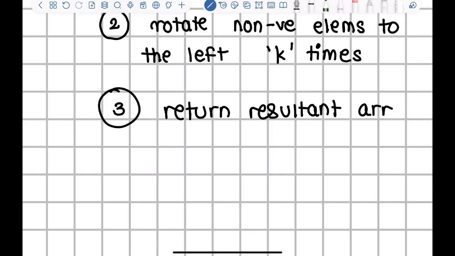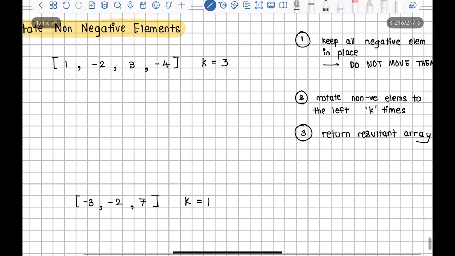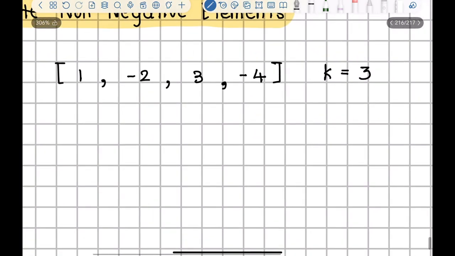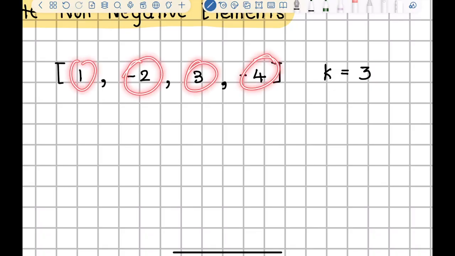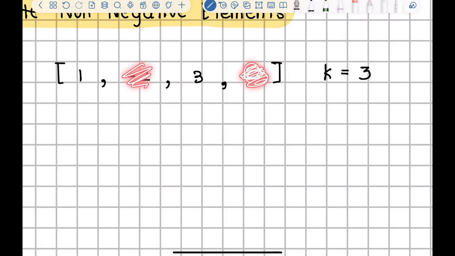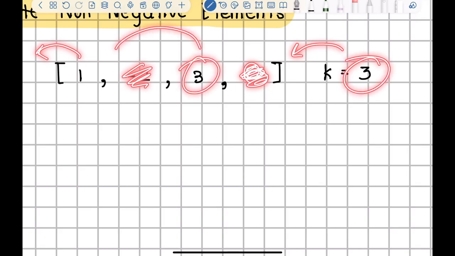Let us see this with an example. First example that they've given me here is 1, -2, 3, -4. Here -2 and -4 should be as is, and 1 should be moved left 3 times, 3 should be moved left 3 times. Okay.